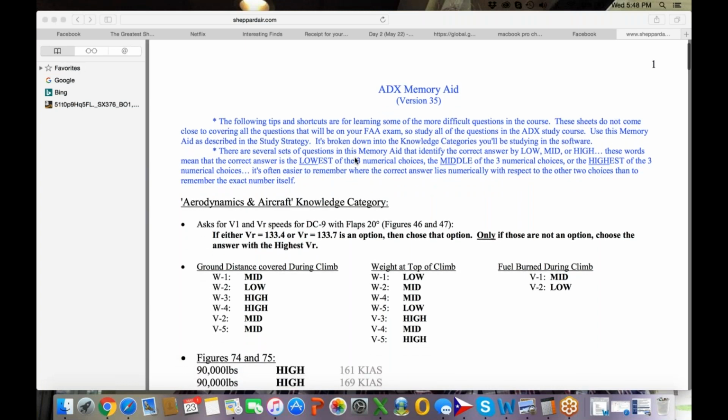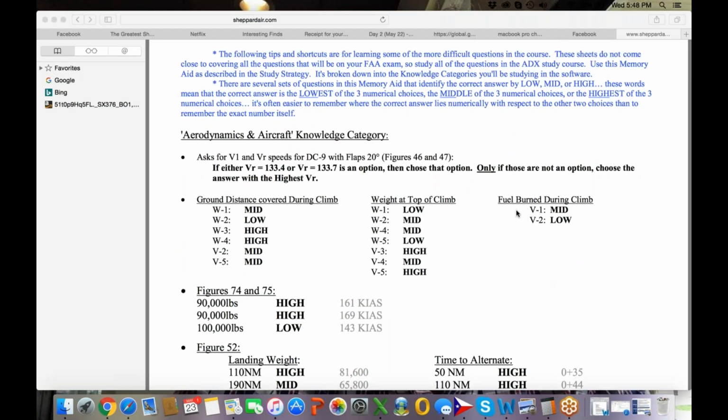Okay. All right. So when you look at this memory aid, you see the W1, W2, W3, W4, V2, V5. Whenever you're asked a question that says ground distance covered during climb, and it's asking you to reference W1 or W2, W3, W4, those are the answer selections. So there's always three answers that you can choose from. Your answer is going to be either the middle, low, or high. Does that make sense? Yes.